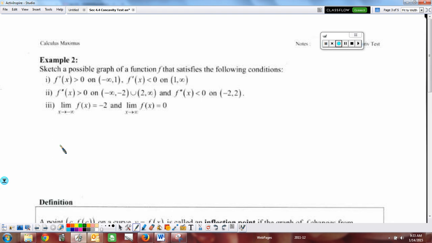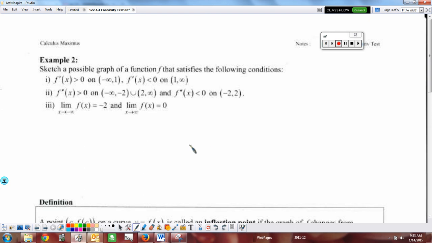Now, places where you can switch concavity, let's think about that. We've seen in that example, which was a continuous graph, that you can switch concavity at places where your second derivative is 0, but it's also places where your second derivative is undefined. You can switch at either a cusp or a vertical tangent.